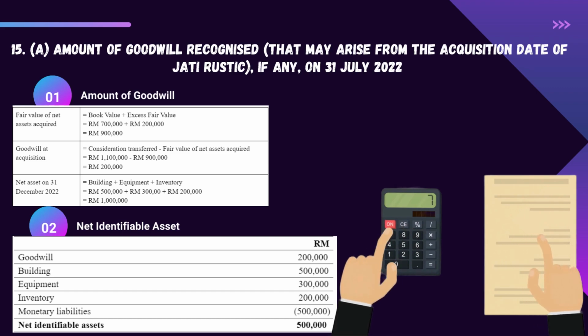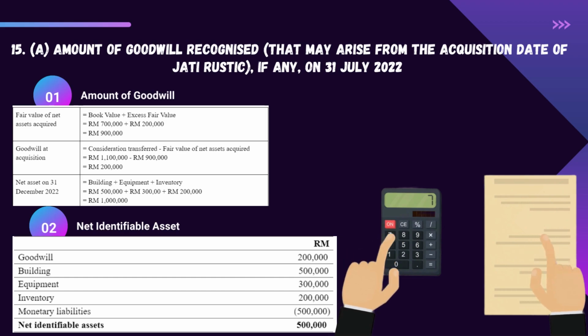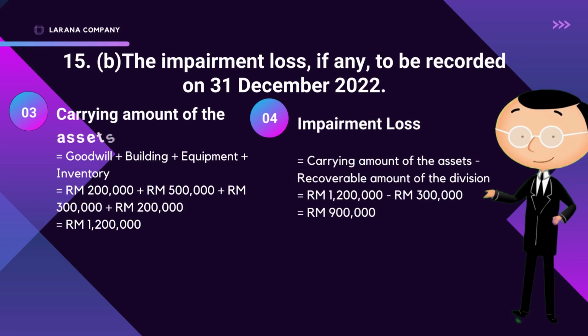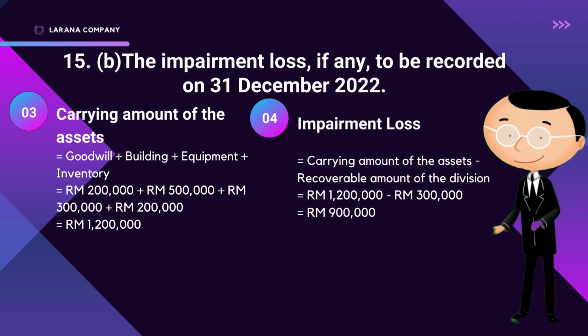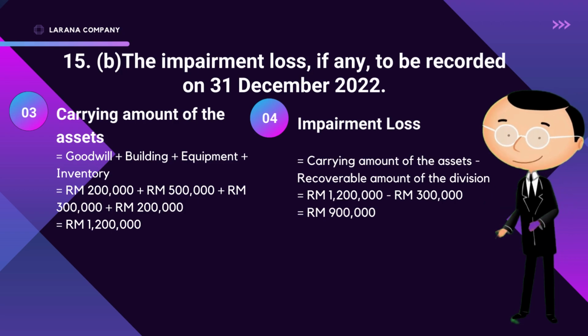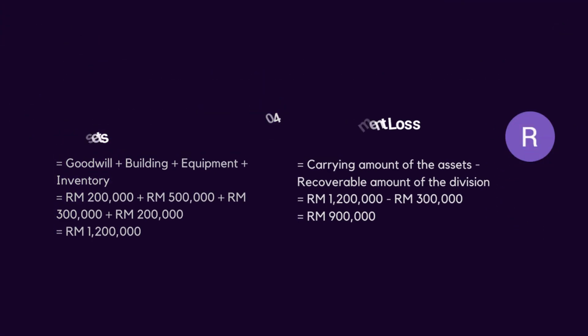As additional information, net asset on 31st December 2022 is 1 million and we can find the net identifiable asset, which is 500,000. From the previous calculation, now we can find the carrying amount of the asset and also the impairment loss. For the carrying amount of the asset, we need to add goodwill, building, equipment and inventory. So the answer is 1.1 million. Now the carrying amount of the asset is higher than the recoverable amount given in the information, which is 300,000. So there will be an impairment loss of 800,000.